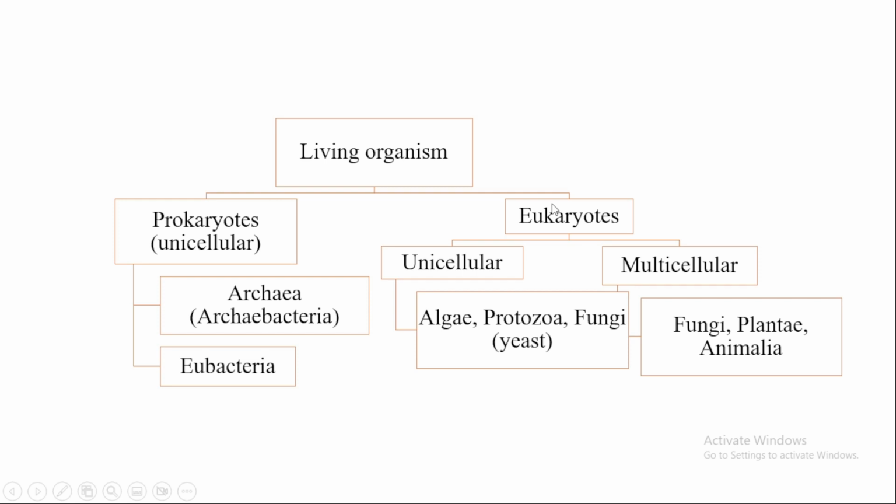Among eukaryotes, you can have different cellular organization, either unicellular or multicellular. All the kingdoms that have been described by Whittaker, there are 5 kingdoms you must have studied in school: Monera, Protista, Fungi, Plantae and Animalia. Monera are the prokaryotes. All other kingdoms come under eukaryotes. So Protista, Fungi, Plantae and Animalia come under eukaryotes.